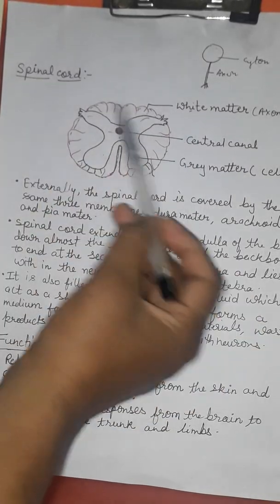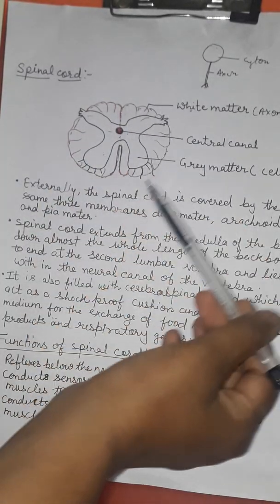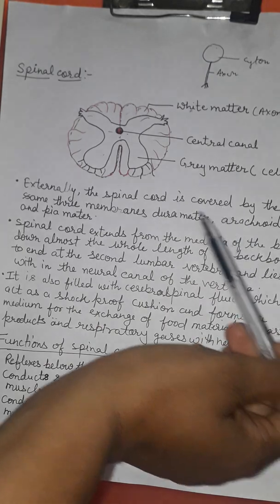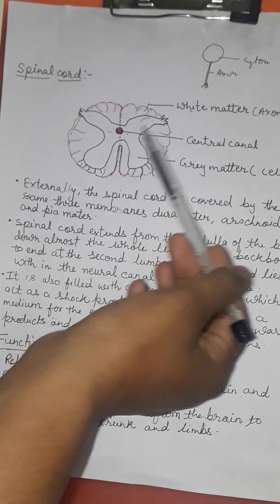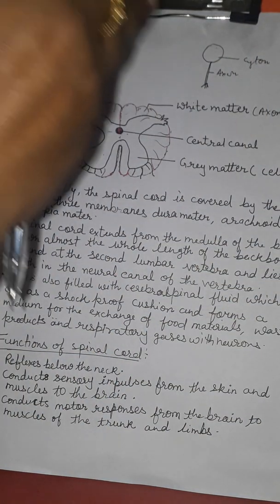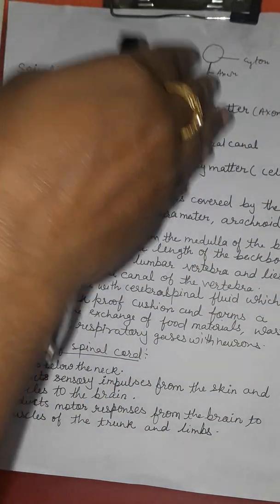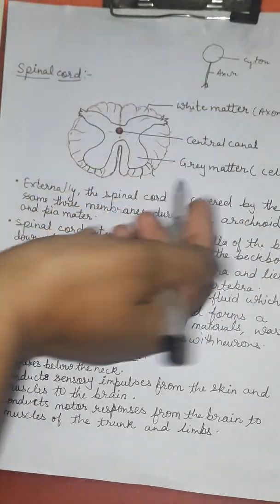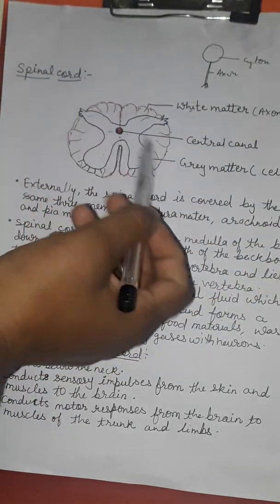Externally, the spinal cord is covered by three membranes, that is dura mater, arachnoid and pia mater. These are also the membranes of the brain, called meninges. Externally it is covered by the three membranes, dura mater, arachnoid and pia mater.